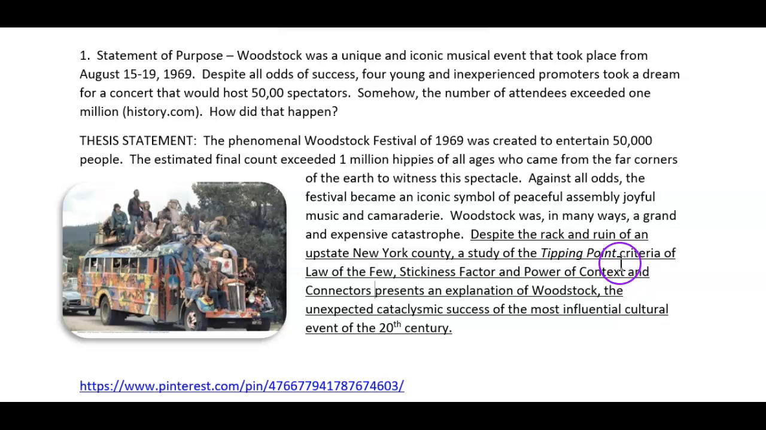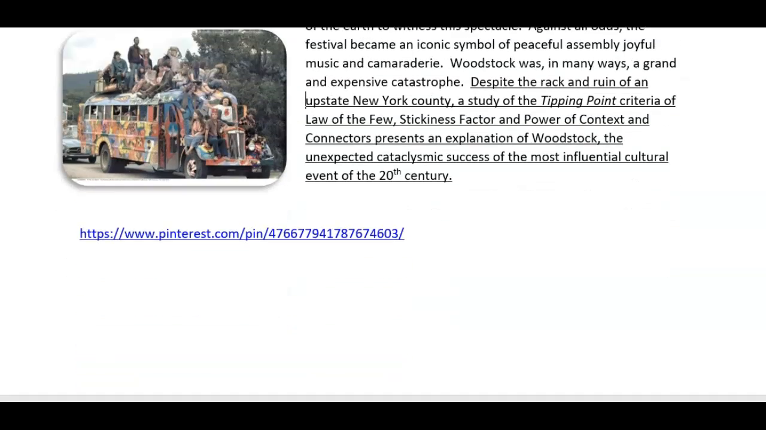Now, you're going to see when we go through the essay that the order of these things changes. We start with the power of context, then we go to the law of the few, then we go to connectors, and then the stickiness factor. So this thesis statement is going to change just a little bit in the final draft. But for now, this gives the instructor an idea of my proposal and how I'm going to move forward.